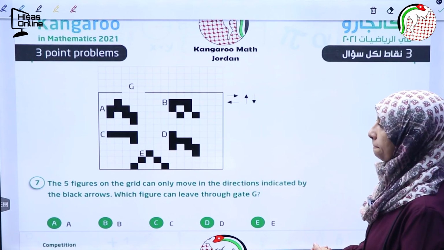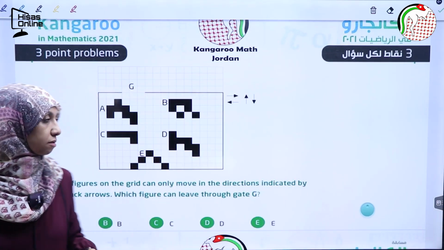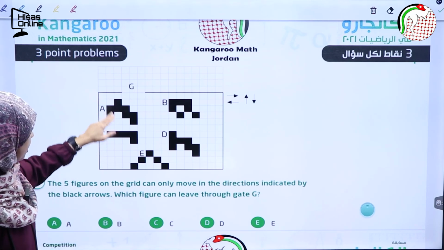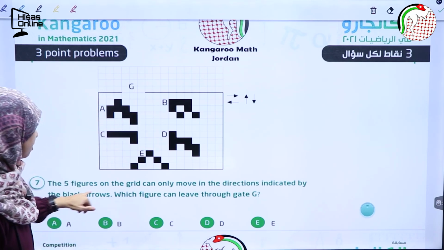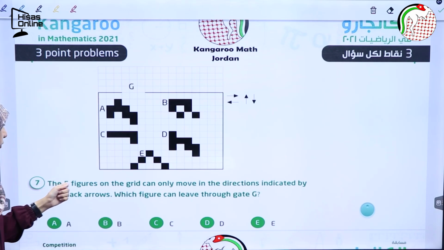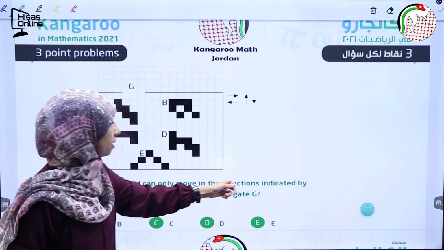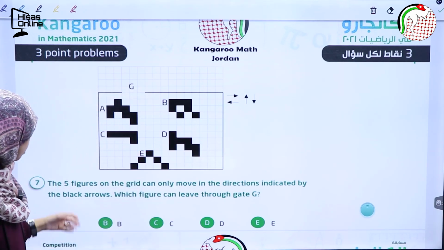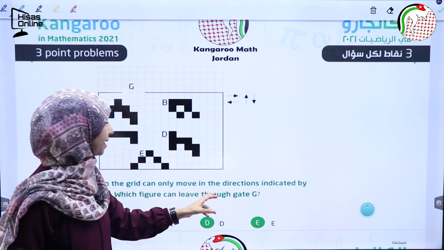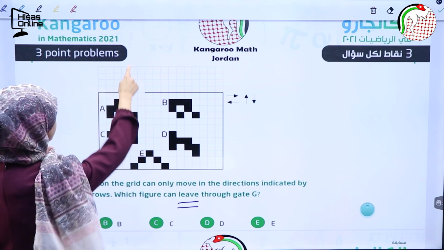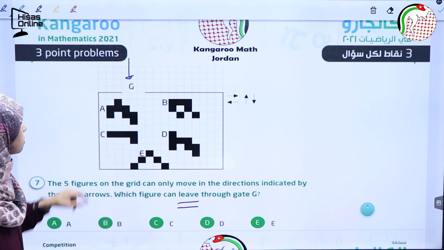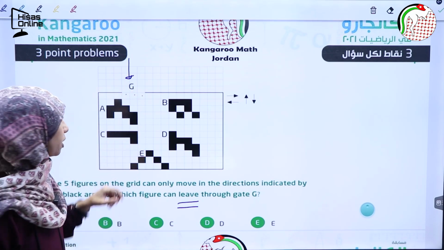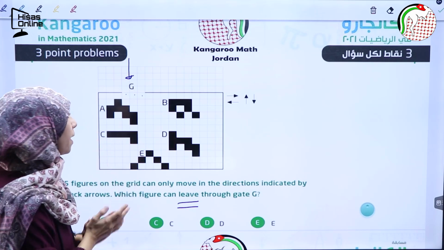Question 7. Can you see this figure here? It has inside 5 figures, A, B, C, D, and E, on that grid. The 5 figures on the grid can only move in the directions indicated: left, right, up, and down, in 4 directions. Which figure can leave through the gate G? So let's check the gate. The gate has 1, 2, 3 squares that I can move to go out of the gate.